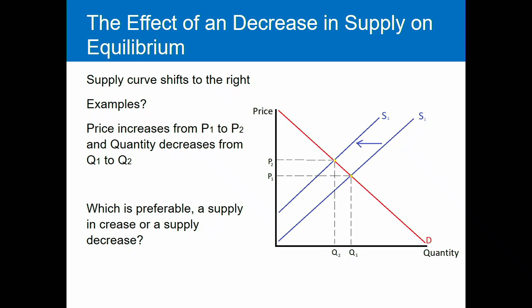So what happens when the supply curve shifts to the left? You see a decrease in supply. The curve moves over here. The price increases from price 1 to price 2. And the quantity of goods demanded falls from Q1 to Q2. Again, as the price increases, fewer people are going to be willing and able to buy those goods.